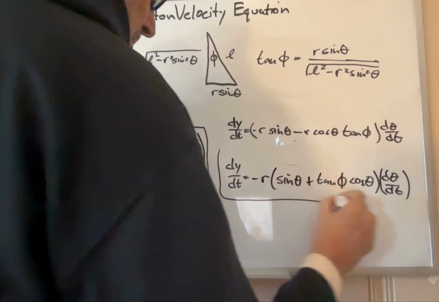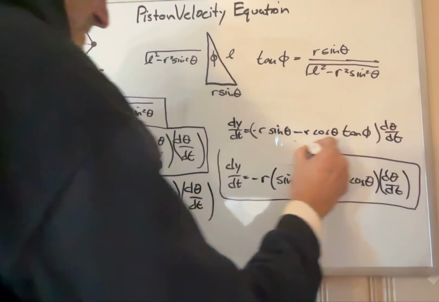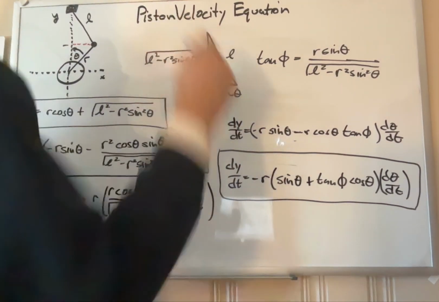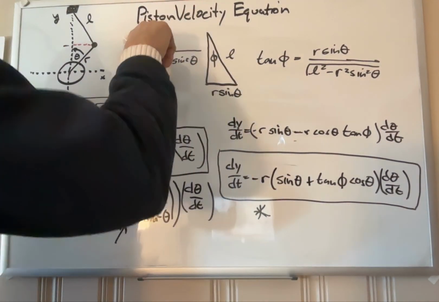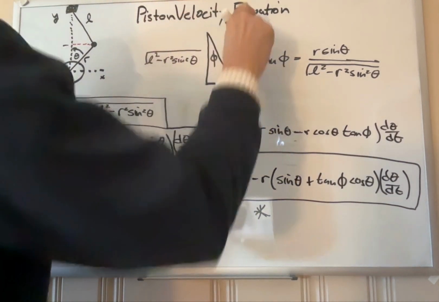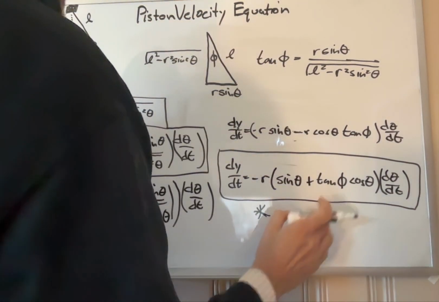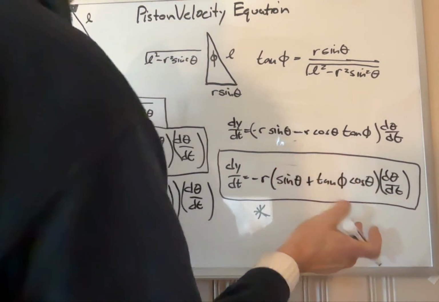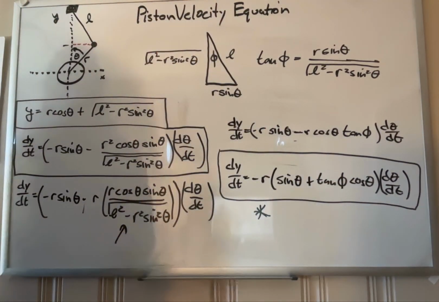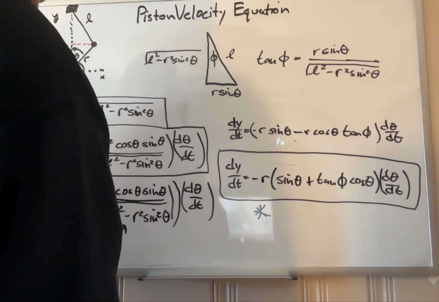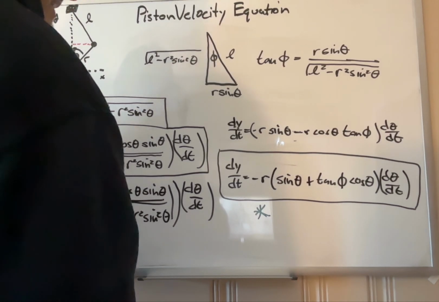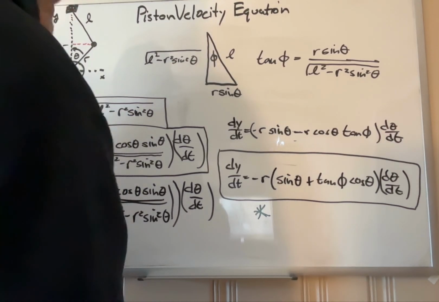This is the velocity of our piston. This is the piston velocity equation. So all you engine builders out there, you can use this equation to try to find your piston velocity. NASCAR engine builders probably use this as well. It is the best equation to find the velocity of your piston.